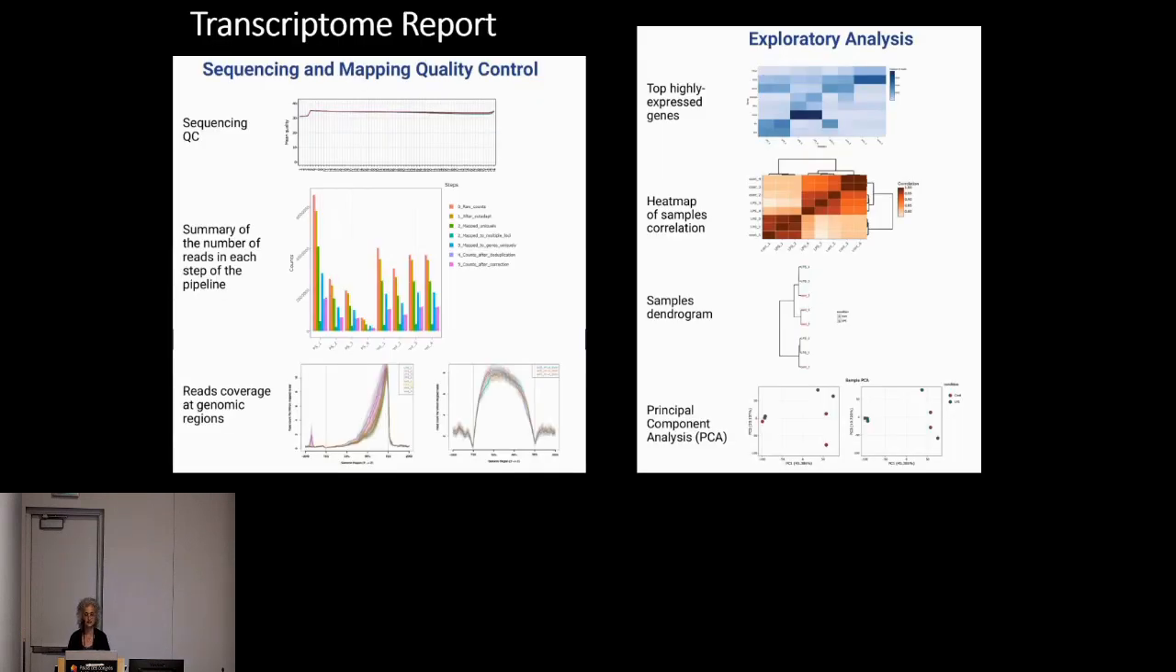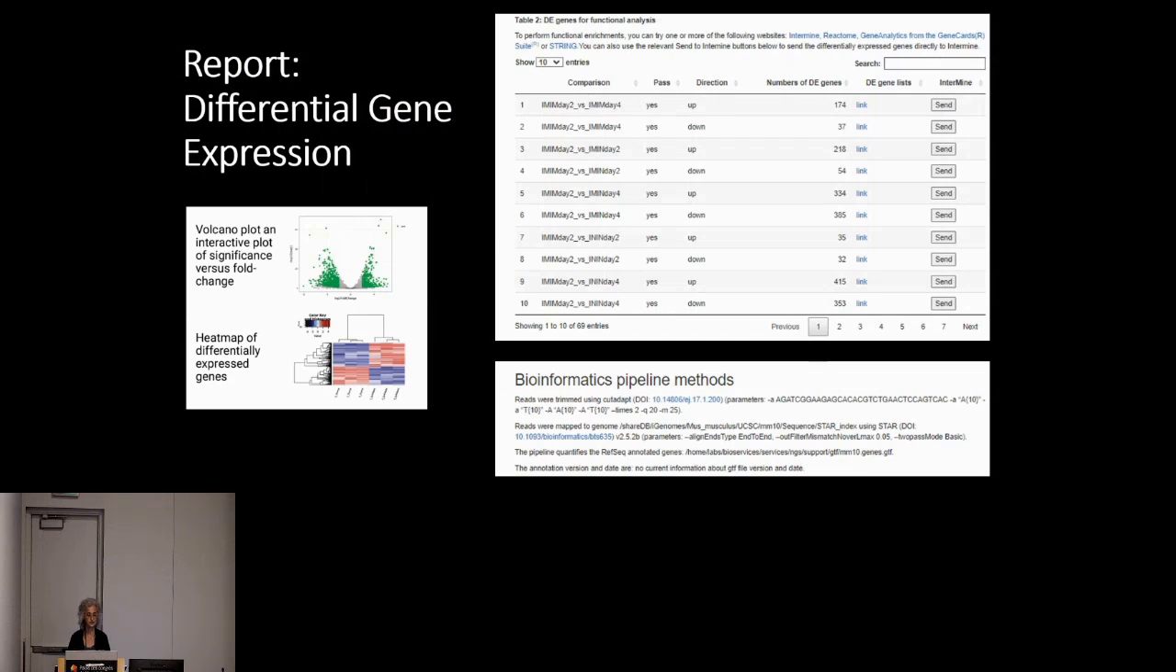The report has 3 sections. Here you see the sequencing and mapping quality control section. I would like to highlight the histogram showing us the number of reads per sample in the various analysis pipeline steps. In the exploratory analysis section, he can explore the similarity between the samples, either by correlation or by principal component analysis. The differential gene expression section has plots such as a heat map for the differentially expressed genes and a table consisting of the differentially expressed genes per contrast, and also links to perform a pathway enrichment analysis.